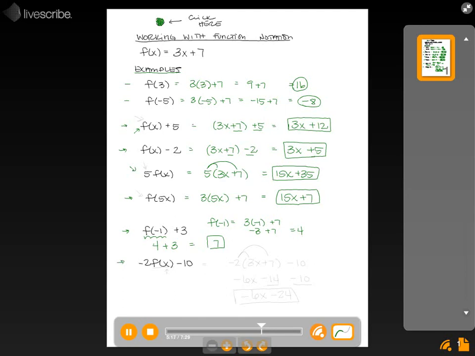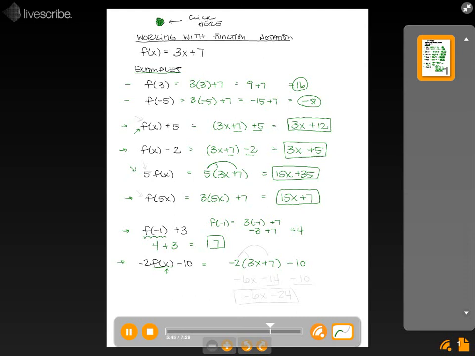This has got 2 different operations going on with it. Notice there's nothing to evaluate the f of x at. So we're not going to actually get a single number answer. We're going to swap out the whole function and replace f of x with what it equals. So we have negative 2 times 3x plus 7, because that's what f of x was, and then minus 10 at the end. Now here we have to do our operations in the correct order.